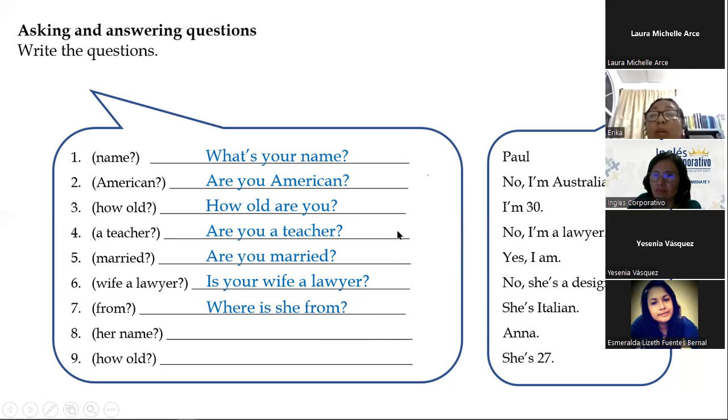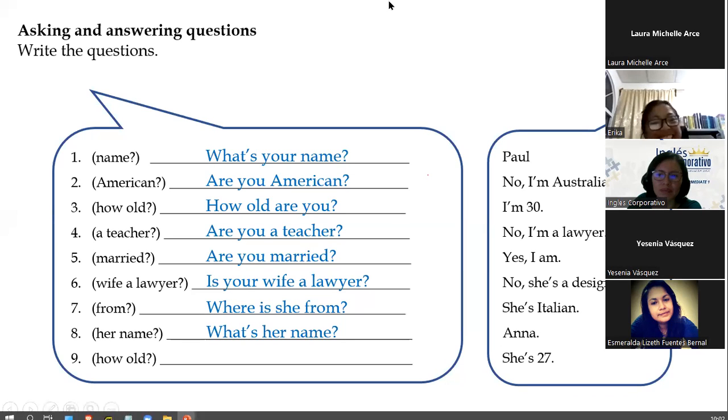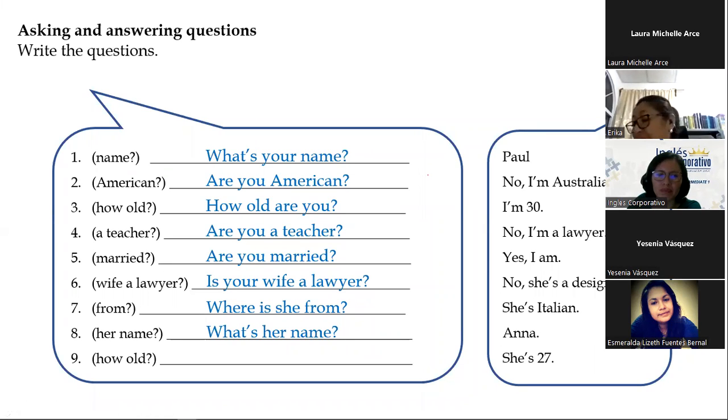What is her name? Okay. What is her name or what's her name, right? And her name is Anna. And number nine? How old is she? Ah, muy bien, correcto, right? How old is she, right? Because we need to follow the structure, the formula, right?